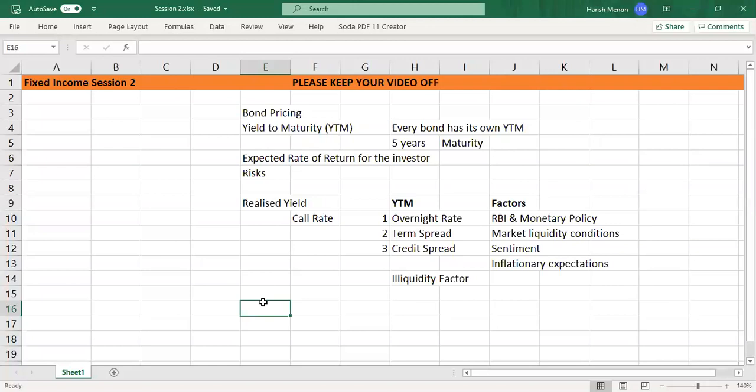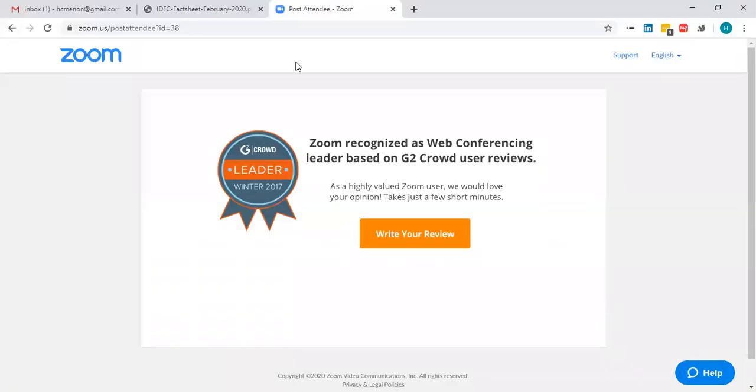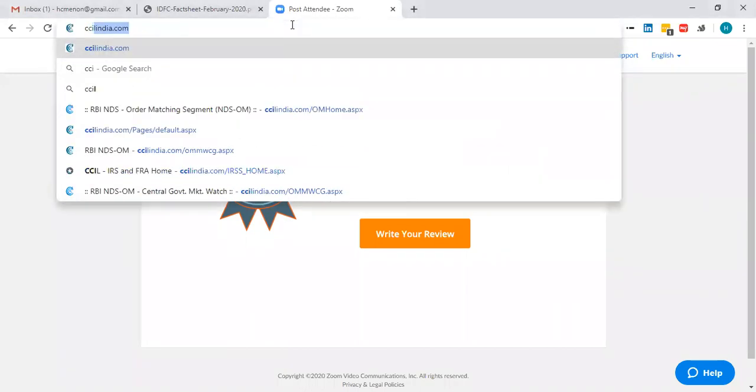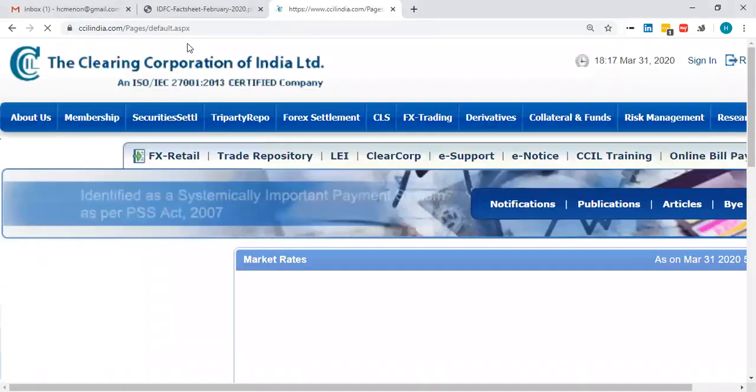So this is the background of what affects YTM. Once you know the YTM, we can calculate the bond price. Let me show you how the live market works. It's a 9 to 5 market, 9 a.m. to 5 p.m. The market as we speak has closed. If you really want to know the government bond market in India, go to this website, CCIL India.